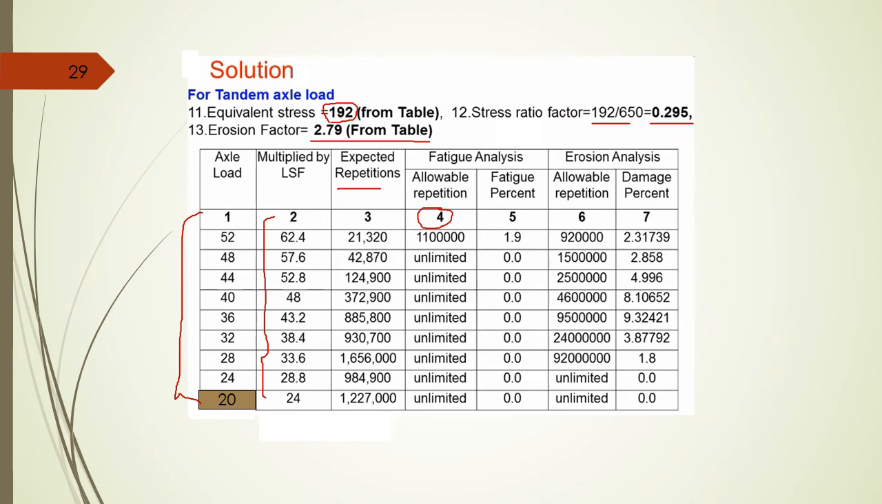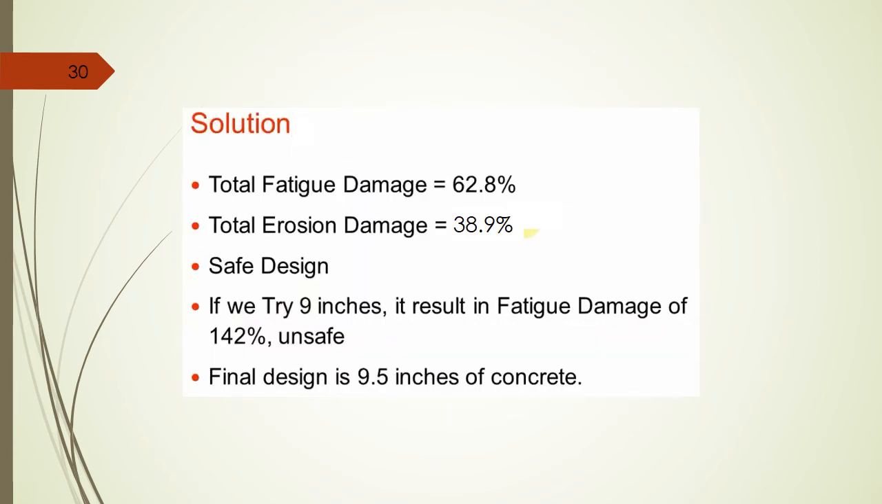Then you will calculate the fatigue percent. It is equal to expected repetitions divided by allowable repetitions, the same as we did for erosion analysis. Now the total fatigue damage is 62.8% and the total erosion damage is 38.9%. The fatigue is less than 100 and also the erosion is less than 100, so it is safe to design for 9.5 inches.